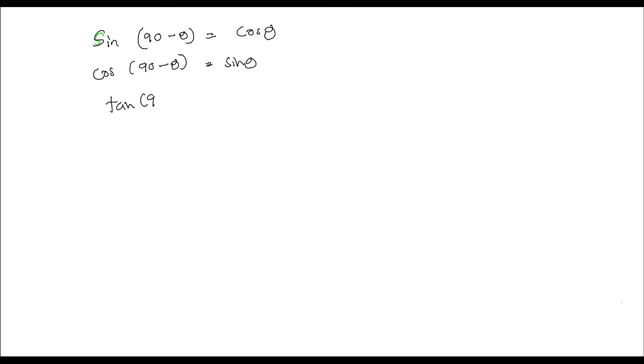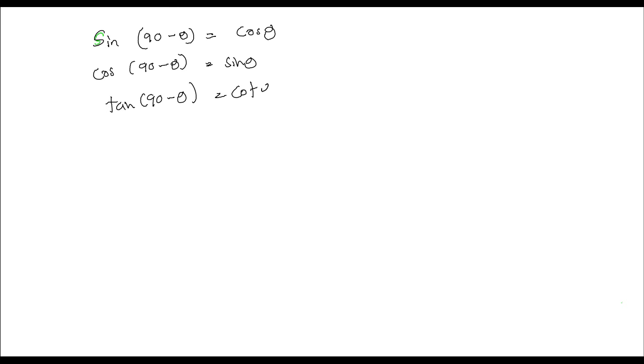Sine 90 minus theta equals cos theta. You need to remember this. Not necessarily, but we'll remember this when you go through this lesson. Cos 90 minus theta is sine theta. Tan 90 minus theta is cot theta.